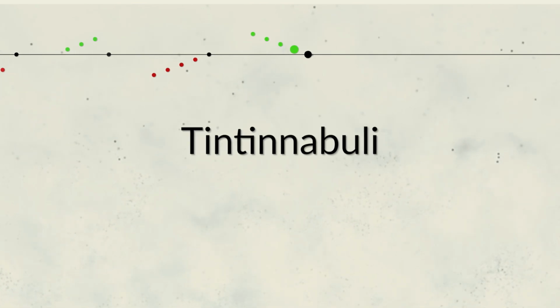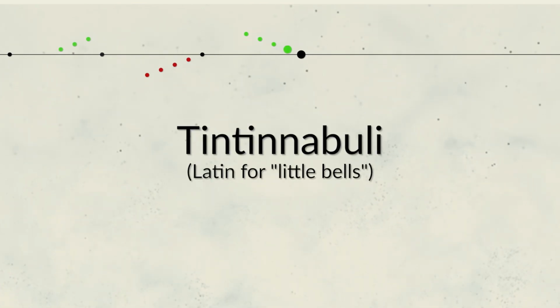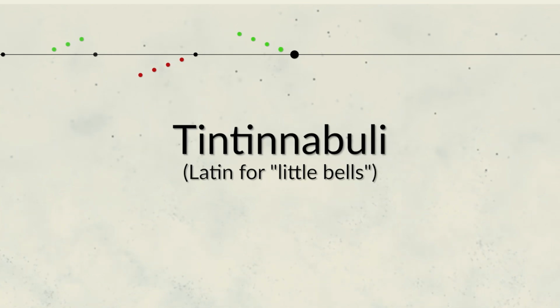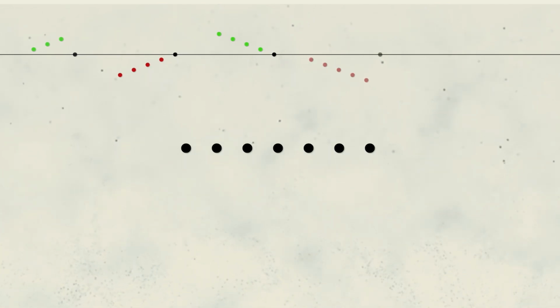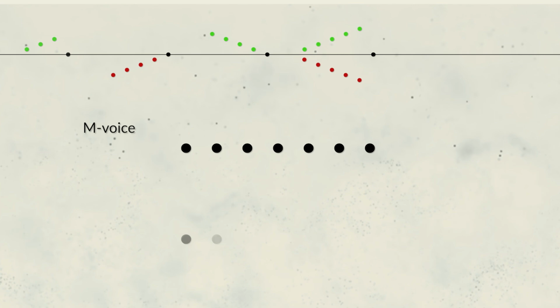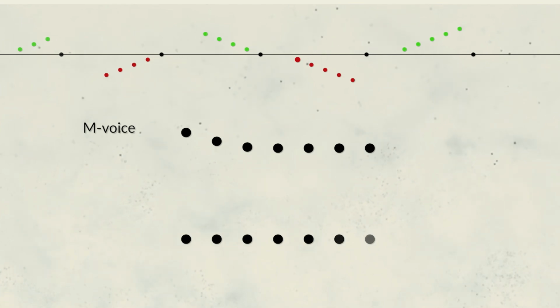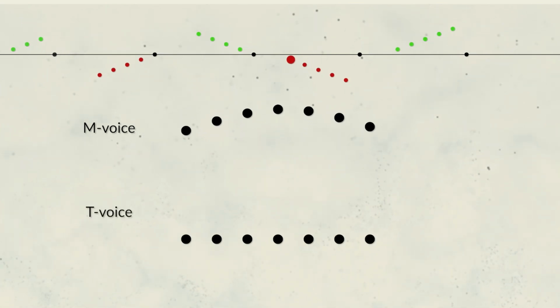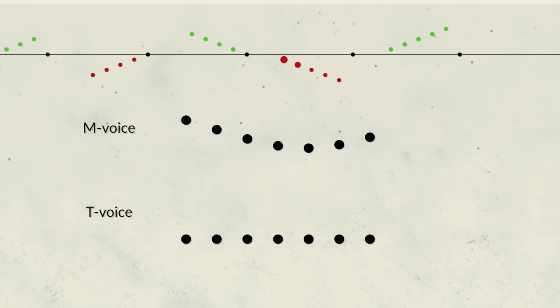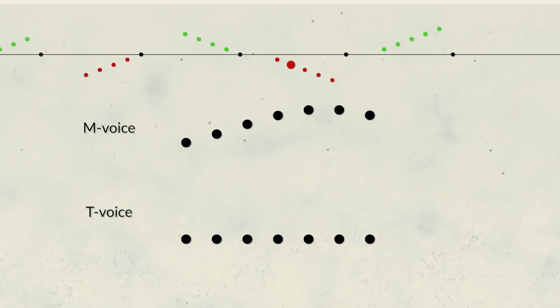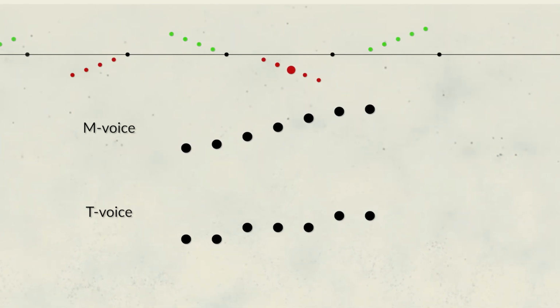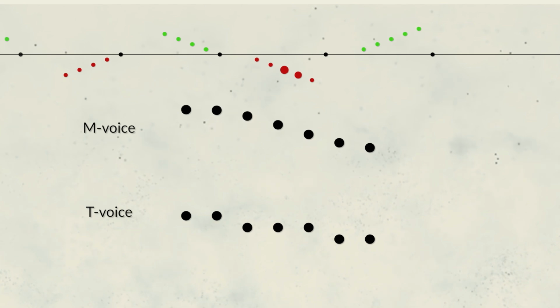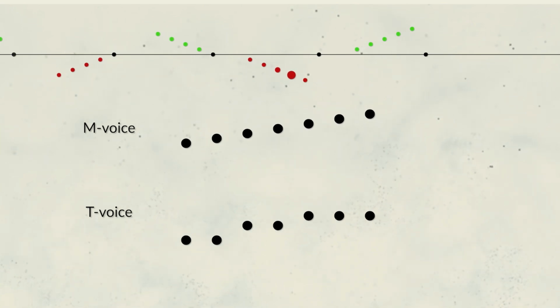From the Latin word for a bell, tintinnabuli is a technique that essentially features two lines of music, or two voices, one of which being the melodic voice, or the M voice, and the other being the tintinnabuli voice, or the T voice. The M voice is free melodically and can generally involve any note from the diatonic scale, whereas the T voice is strictly based on the tonic triad, and in the case of Spiegel im Spiegel, the F major triad.